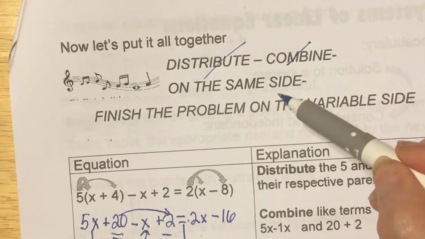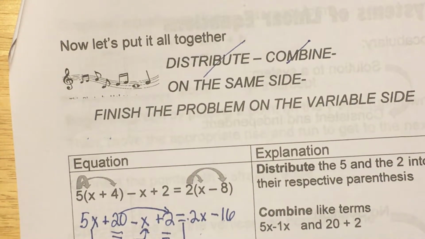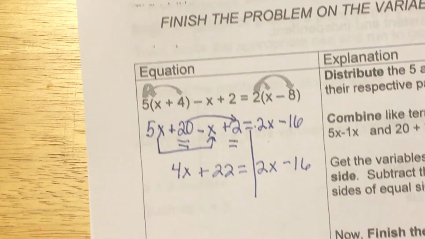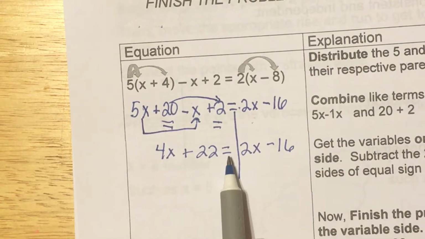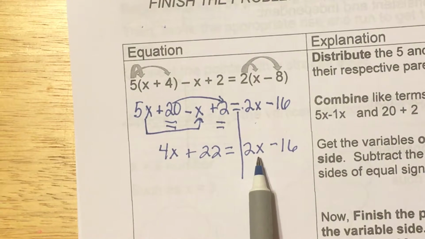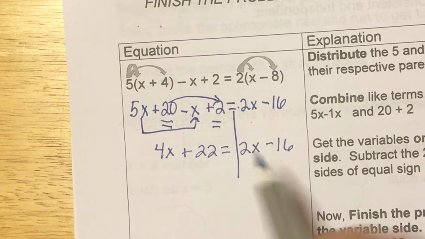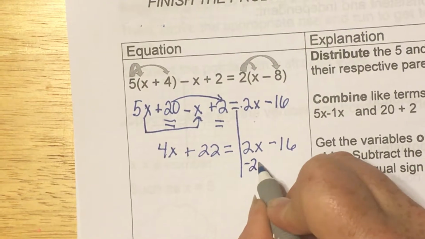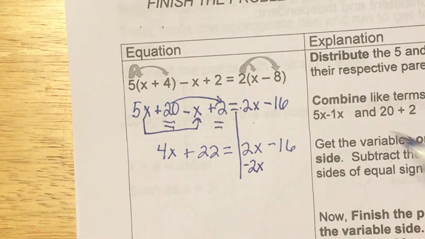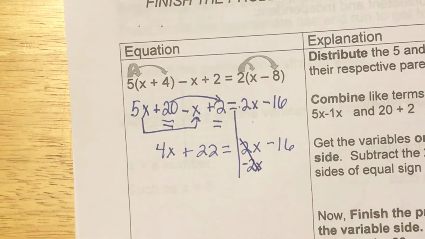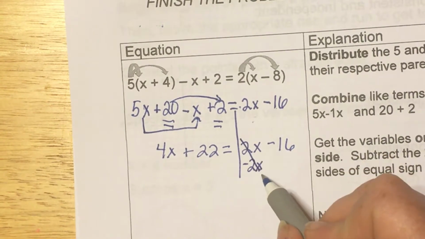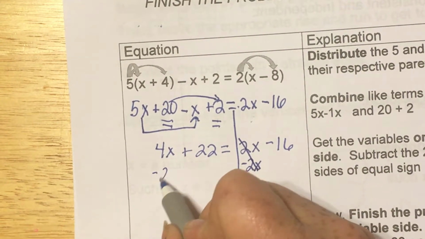Now it's on the same side. What does that mean, on the same side? That means get your variables on the same side. Well, I got a variable on the left. I got a variable on the right of my equal sign. So they are not on the same side. Now, I like to move my smaller number, but you may use either of these. In this case, I'm going to remove, meaning I want it gone. So I want it down to 0. So minus 2x on both sides.